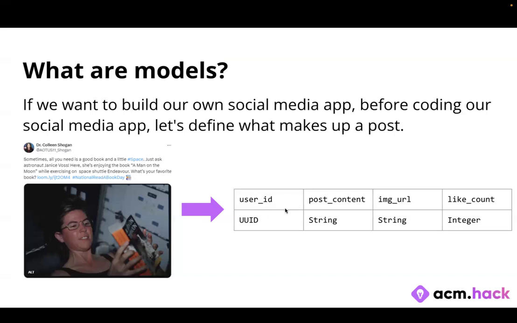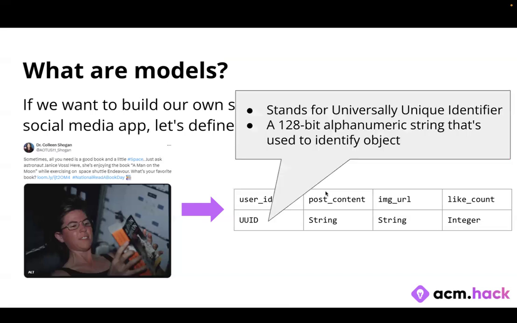There is a type that corresponds to each attribute. For example, user ID will be of type UUID. It stands for universally unique identifier, and it's pretty self-explanatory. It's a 128-bit alphanumeric string that's used to identify an object. Even if you have 10 million posts, just by looking at their UUID, you'll be able to tell one post from all of the other posts. So it's a unique identifier.